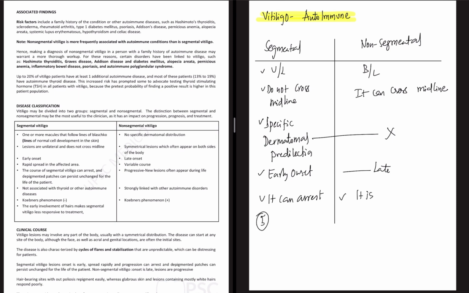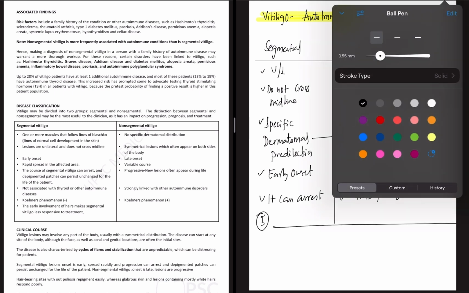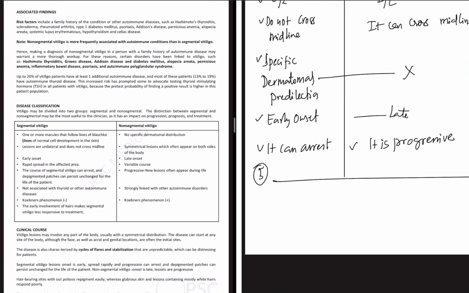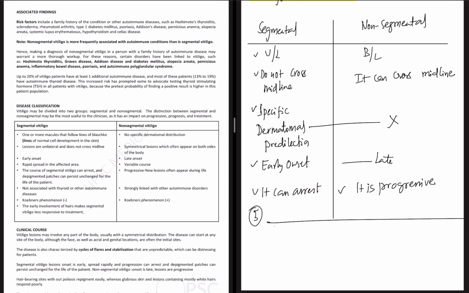It is progressive. New lesions will occur throughout life. And two important differences from the exam point of view, also for parallelly preparing for MCQ based exams. One is, Koebner phenomenon is seen in psoriasis, lichen planus, and also vitiligo. Koebner phenomenon is negative in segmental vitiligo, but it is positive in non-segmental vitiligo.